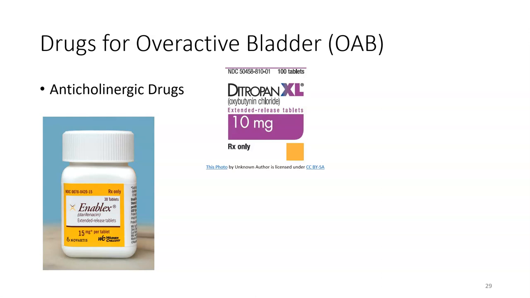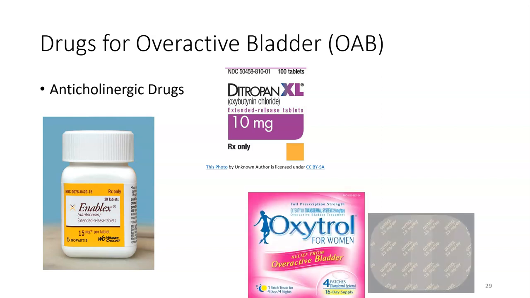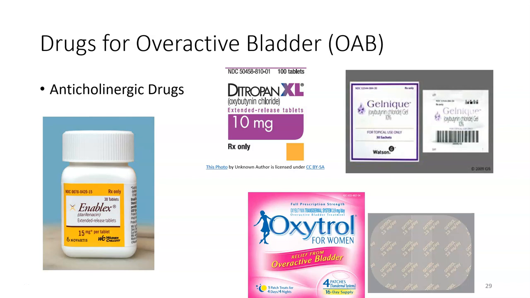Oxybutynin comes in 3 different forms to treat OAB. Here we have Ditropan XL, that's an extended release tablet. It's taken orally, it works systemically. It's also available as Oxytrol, a transdermal patch. It's applied to the skin. It also has a systemic effect. And then Gelnique, which is applied only on the upper arm, stomach, or thighs, and it works also systemically. If using the gel, it should be applied to a different site each day.